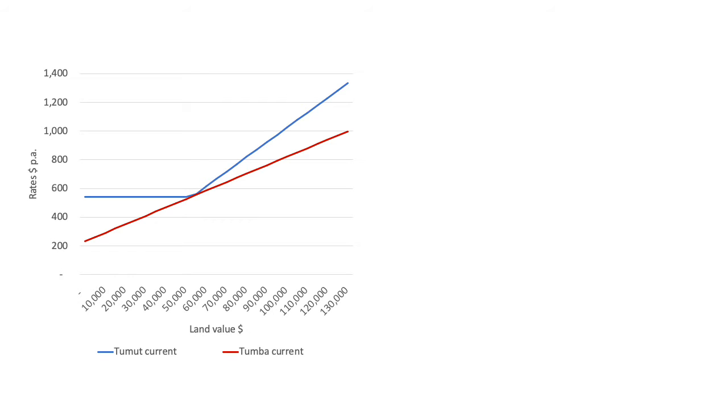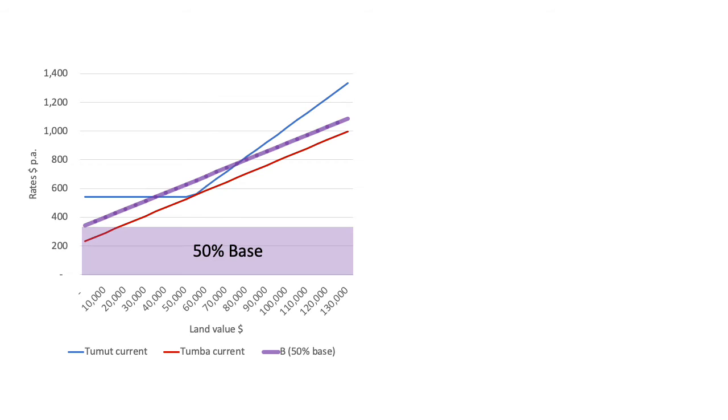So this is back again to the chart showing the difference in rates payable in each of the former shires depending on the land value. So the first case we'll look at is a 50% base rate. That's the highest that's allowed under the Local Government Act.